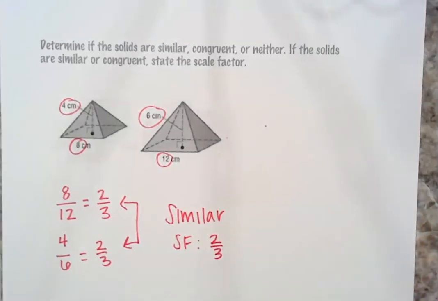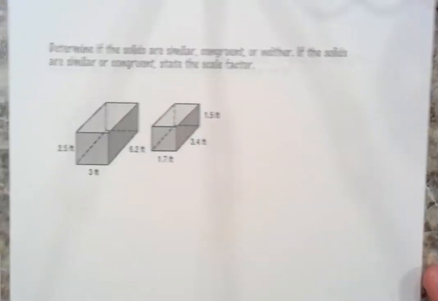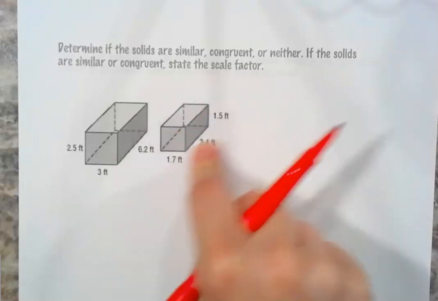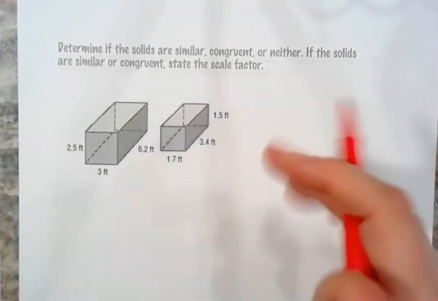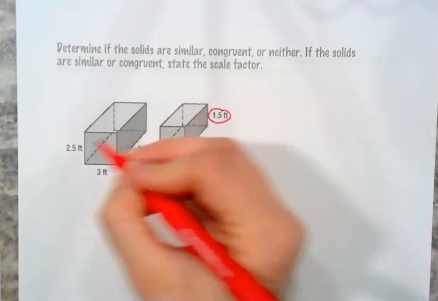Let's try another one, just like that. Determine if the solids are similar, congruent, or neither. If the solids are similar or congruent, state the scale factor. Incredible, we got this. Okay, again, we just pick things that match and we go with it. So let's see here. I'm going to start with this guy on the right because it's the smaller one, and I just like putting the smaller number on top because that's just how my brain works. So let's just start with our height. So 1.5 corresponds to 2.5.